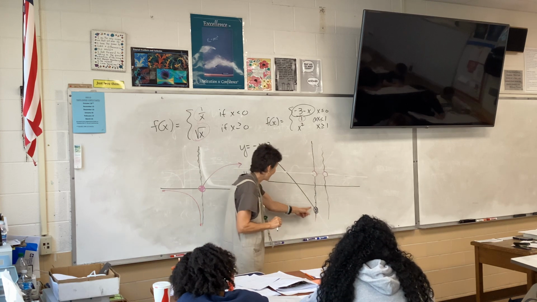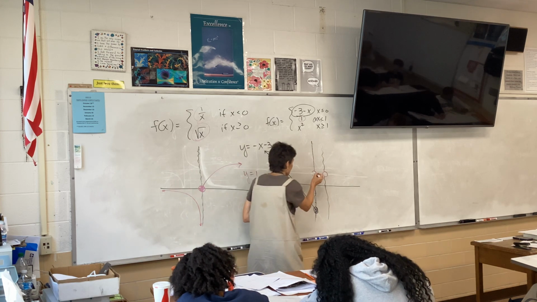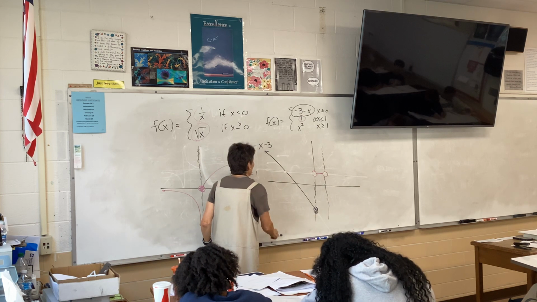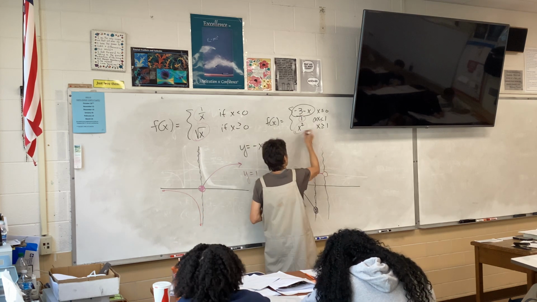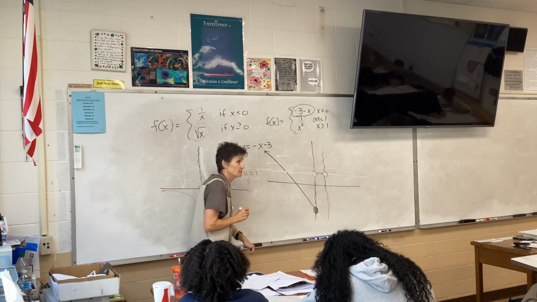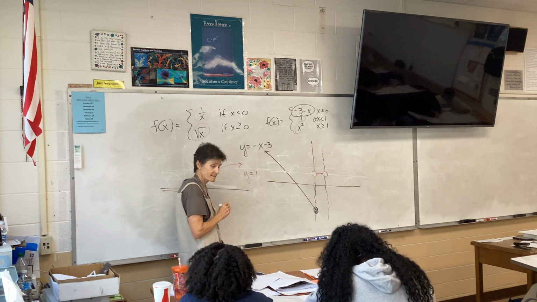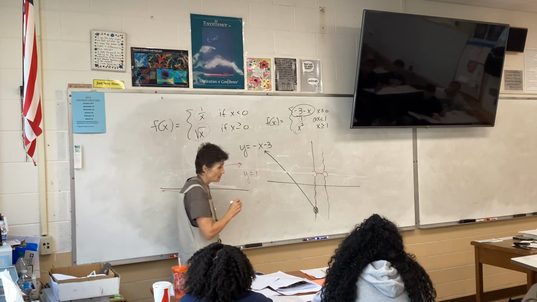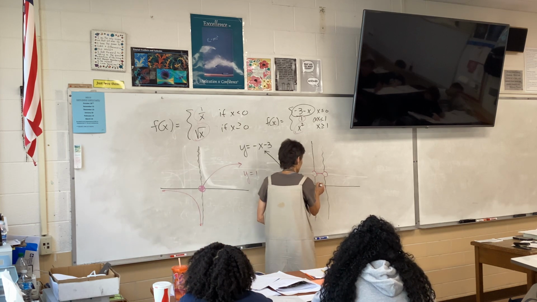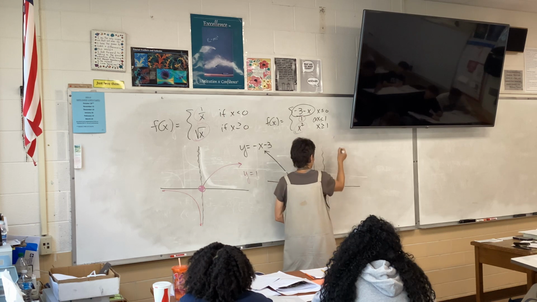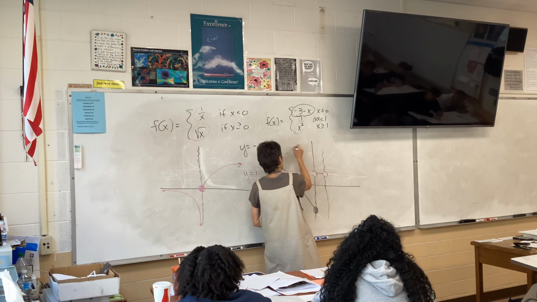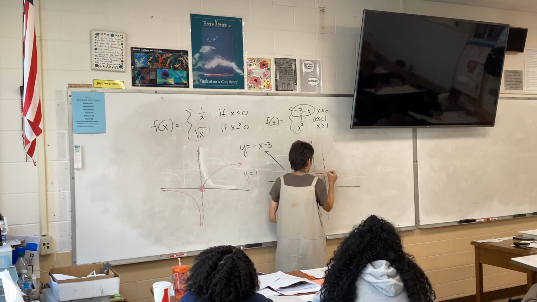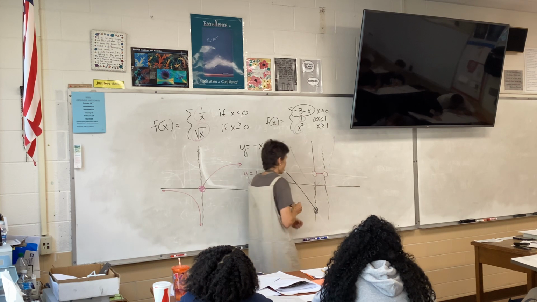So I've got this black thing shooting up. I got this little pink piece right here. And now I'm going to do this. What's that? That's a parabola. Vertex at the origin. Oh, my markers are running out. All right, so there's my parabola.